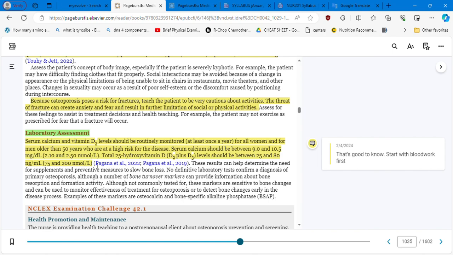Now, vitamin D, which one? Vitamin D2 or D3? I will strongly recommend D3. I will tell you in class how you can memorize these three.